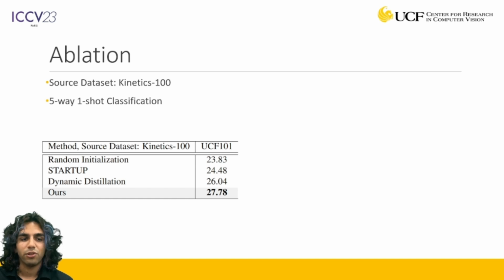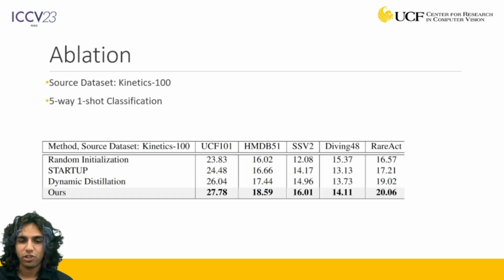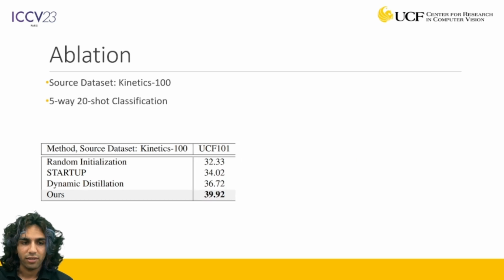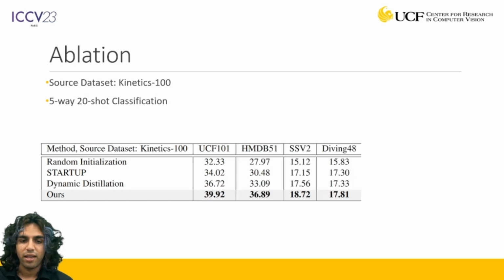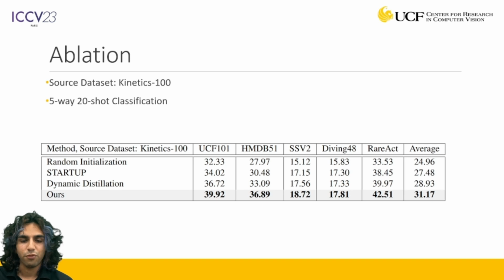Here we also look at different varying shots for our few-shot classification and look at our results with only 1 shot for few-shot evaluation, as well as 20 shots in our next slide here. And as you can see, we still show improvement over the previous benchmarks in each of these 2 cases.